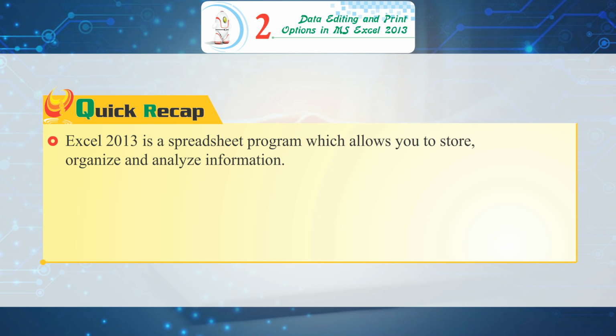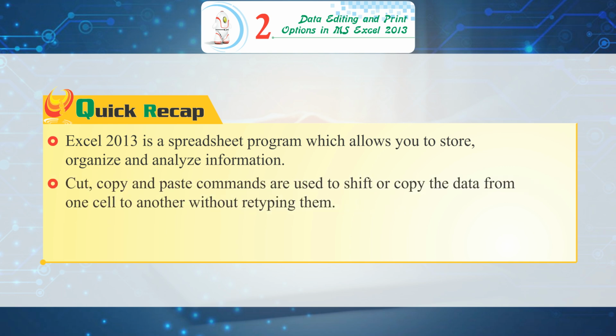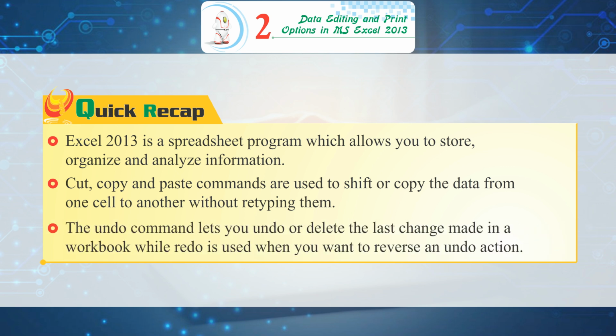Quick Recap. Excel 2013 is a spreadsheet program which allows you to store, organize and analyze information. Cut, copy and paste commands are used to shift or copy the data from one cell to another without retyping them. The undo command lets you undo or delete the last change made in a workbook, while redo is used when you want to reverse an undo action.